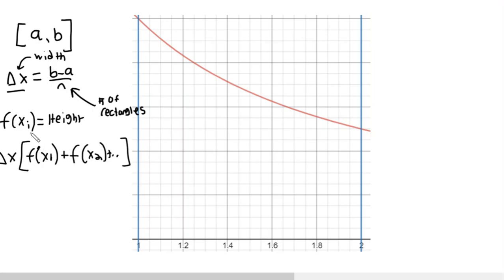So let's try a really quick example, and we'll just see how we do. Obviously, they're going to give you the function, and they'll always give you the number of rectangles you're supposed to use, and they'll give you the interval. So a lot of the work is already done for you. You just got to know how to do it. This is a really easy section. There's no calculus involved, so as long as you're comfortable with algebra, this should be fine for you.